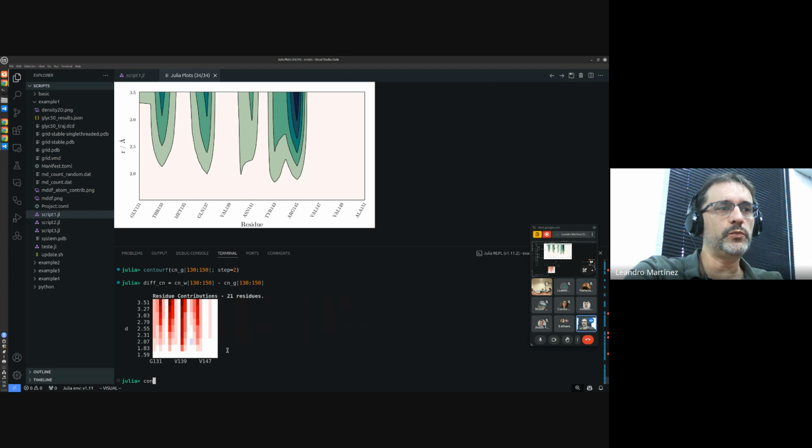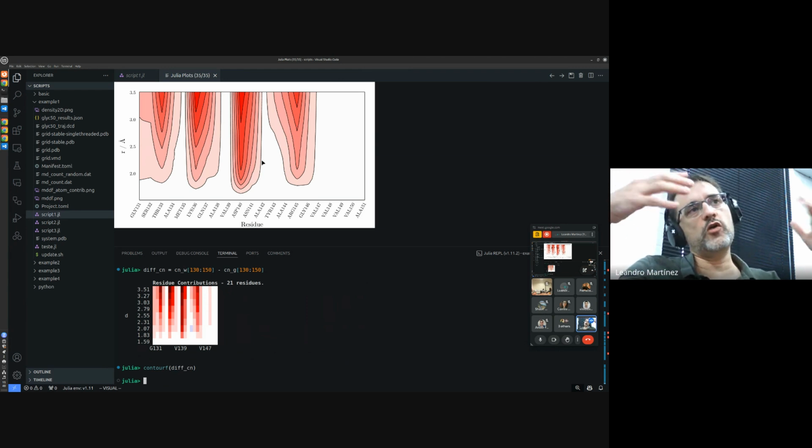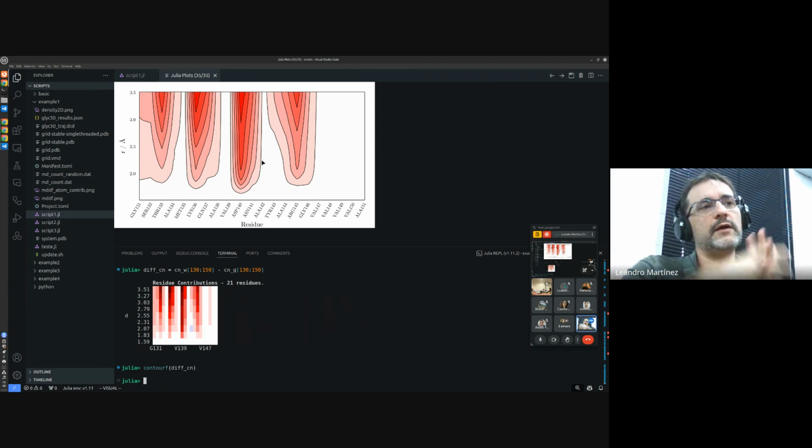Why is it almost completely red? Because there are much more water molecules in the system than glycerol molecules. So the number of water molecules is almost always greater than the number of glycerol molecules around each residue, except, for instance, around these residues, which are probably buried inside the protein, so there is no approximation of either glycerol or water.